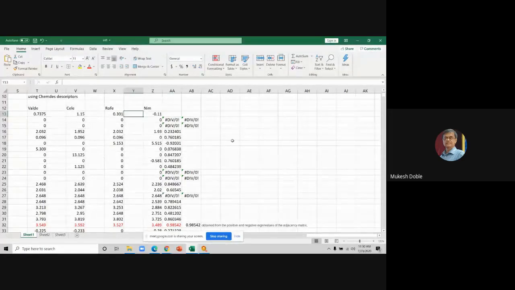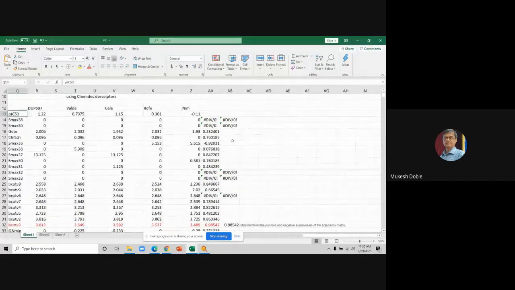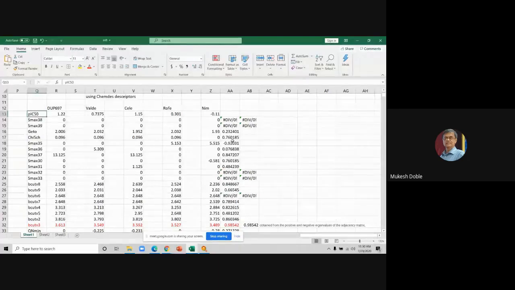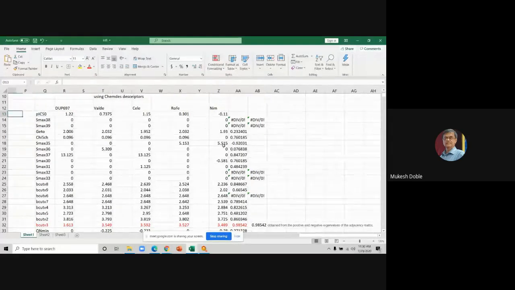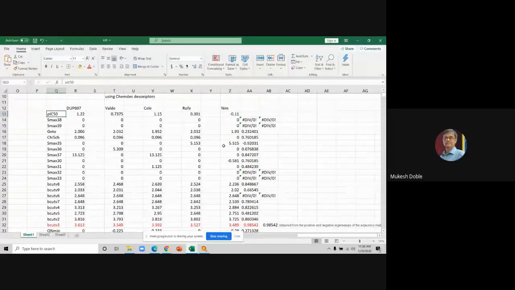So the 5 activities are put here. IC50. So the 5 activities are put here in this column, okay, for all the 5 compounds. And then all the descriptors are put one below the other. So a lot of descriptors you can see here, sorry, down, which I calculated from ChemDes.